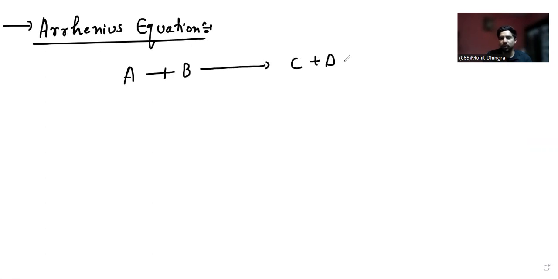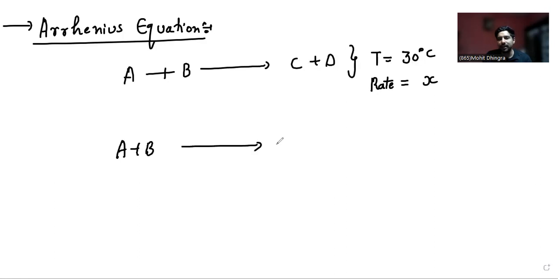This reaction is happening, and let's suppose that this reaction is happening at 30 degrees Celsius, and at that time its rate is around X. Now if we increase this temperature by 10 degrees Celsius, the same reaction A plus B giving rise to C plus D is happening, but this time I have increased the temperature by 10 degrees Celsius, and the temperature now is 40 degrees Celsius. Then its rate will be 2X.